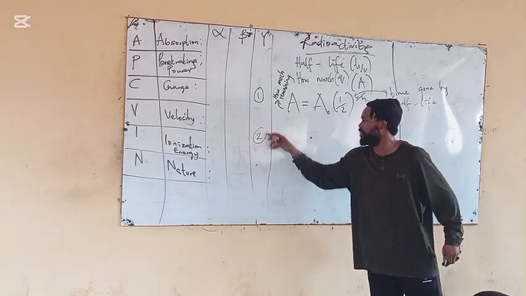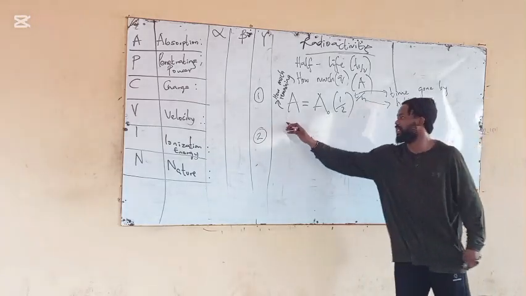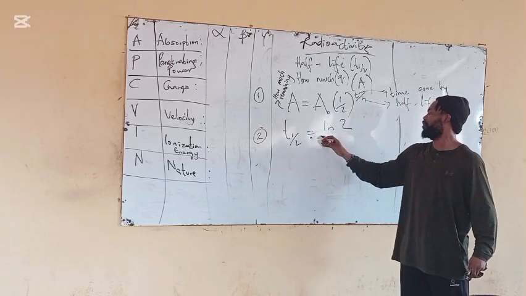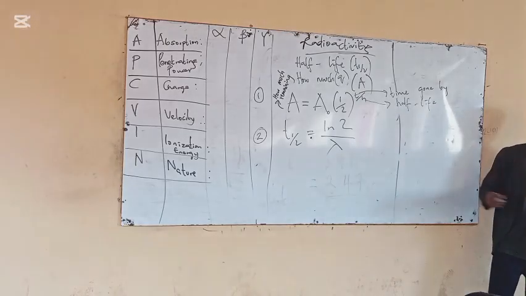Now the second thing is the relationship between half-life and decay constant. And that relationship is simply given by T half is equal to ln 2 all over decay constant. Now watch for me, ln 2. What do you have?